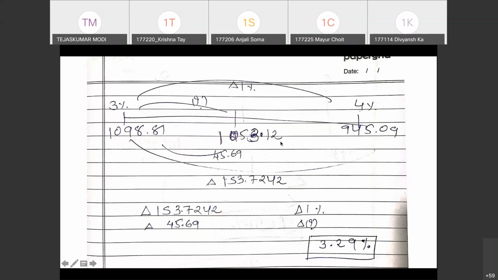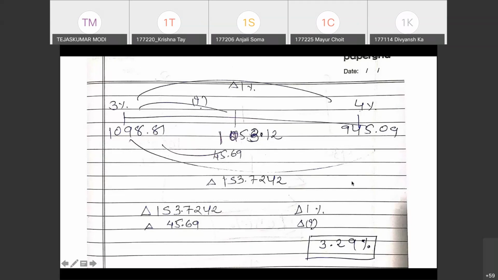I'm supposed to look at this figure, right? So I can use the unitary method, and this is called linear interpolation. So I can say for 1% change, the change in the present value is 153, right? How much change do I require in percentage for the difference of 45.69? Why 45.69? Because I'm moving from 1098 to 1053. That is the present value I'm looking for. So for 153, 1% change is there. For 45.69, how much change is required? 0.29 change is required. So that is your answer.